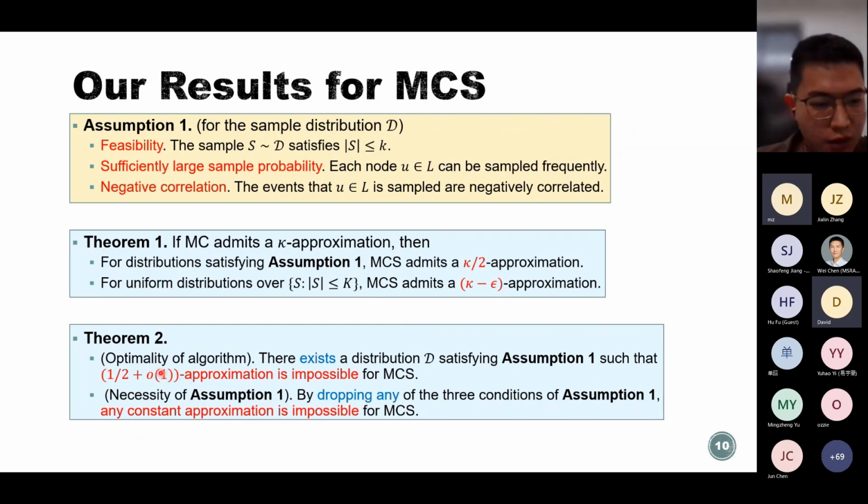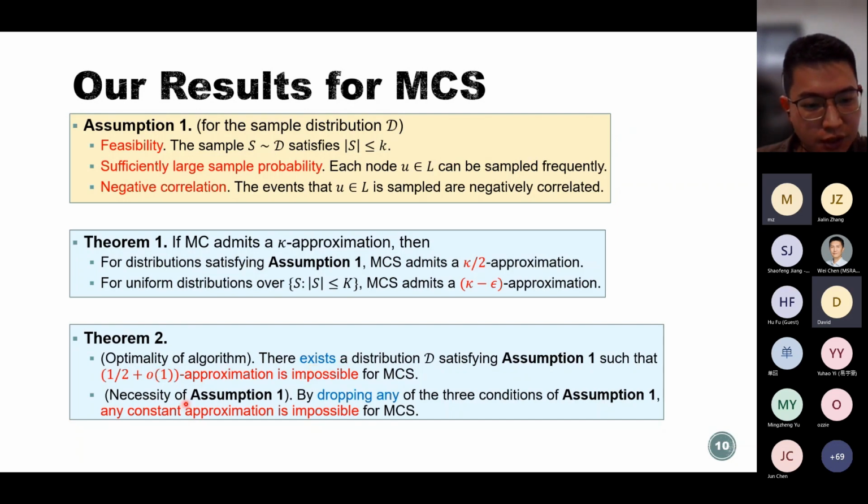First is the optimality of the algorithm. It says that there exists a distribution D satisfying assumption 1 such that a 1/2 approximation is impossible for the problem. This approximation ratio is tight because if we run the brute force algorithm for the model-driven problem, maximum coverage, then kappa equals 1, and our algorithm has an approximation ratio of 1/2. So this means our algorithm is tight.